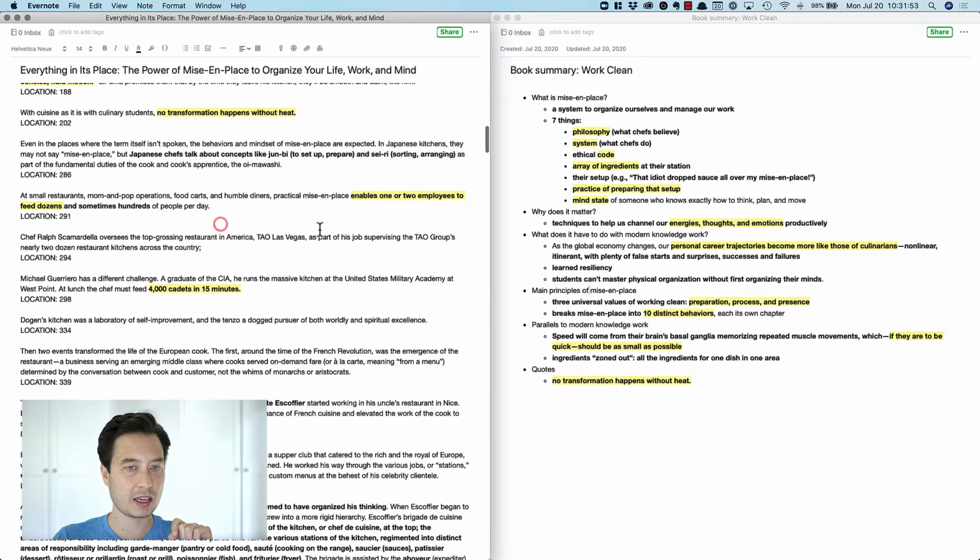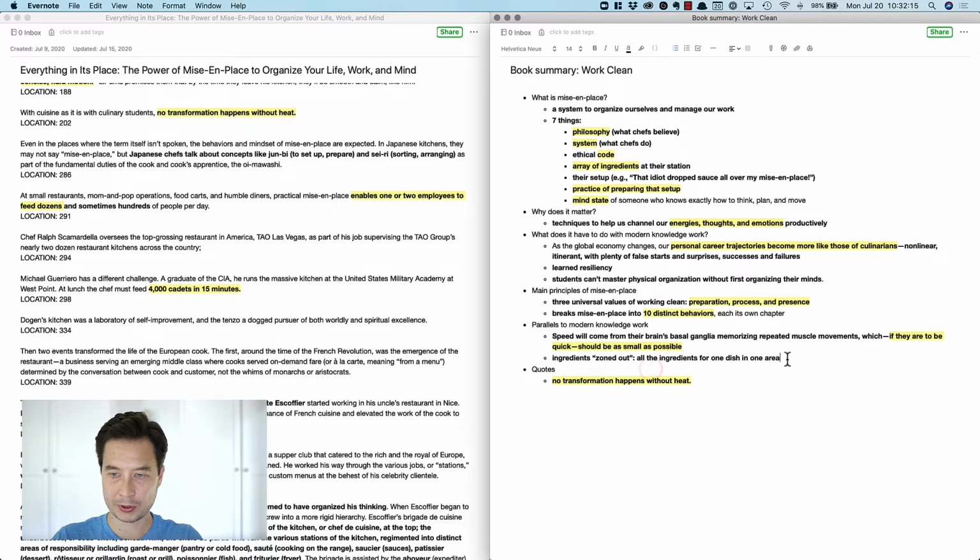Japanese chefs, okay. So this is interesting. Remember we talked about small restaurants, mom and pop food operations, food carts, humble diners. They have scale, right? In these kind of small food establishments, they can use 1 or 2 employees to feed dozens up to hundreds per day. So I'm going to put that here.